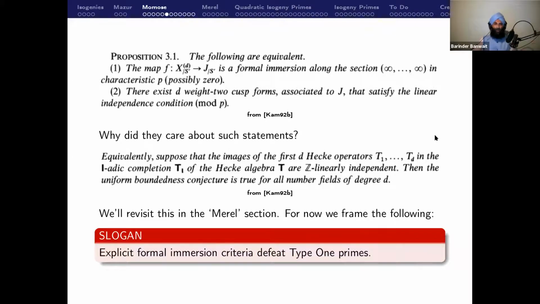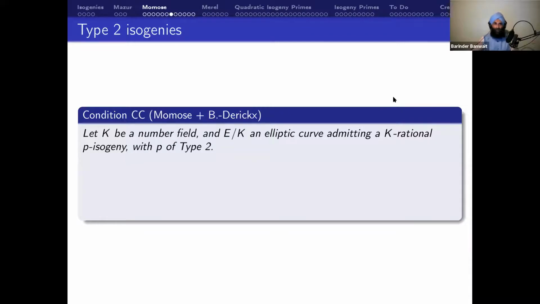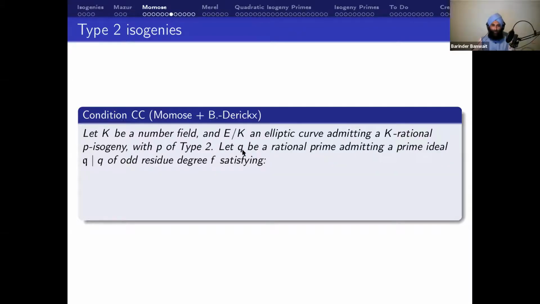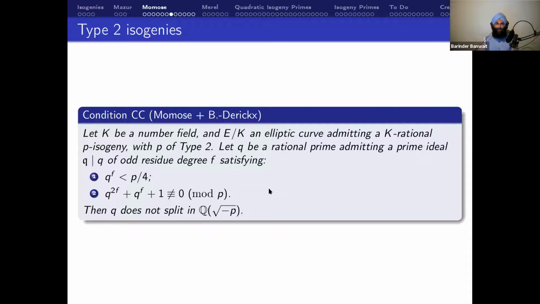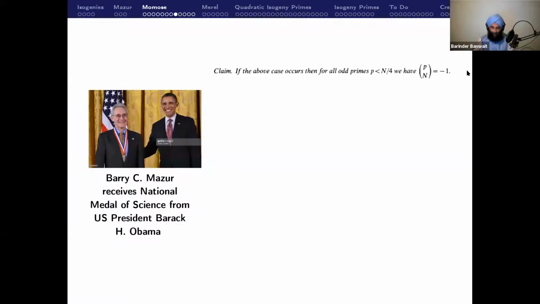Okay, so that was type 1. What about type 2? Momose gives a necessary condition that type 2 primes have to satisfy, and it's the following. If you take a rational prime q that admits a prime ideal of K above it, which has odd residue characteristic and odd residue degree f, such that q to the f is less than p over 4, and some other condition, let's forget about that, then q does not split in Q adjoin root minus p. This is not how you'll find it in Momose's paper. This has been augmented with work in progress with Martin Derickx that I'll be saying more about in this isogeny prime section. This kind of necessary condition actually goes back to Mazur's original proof.